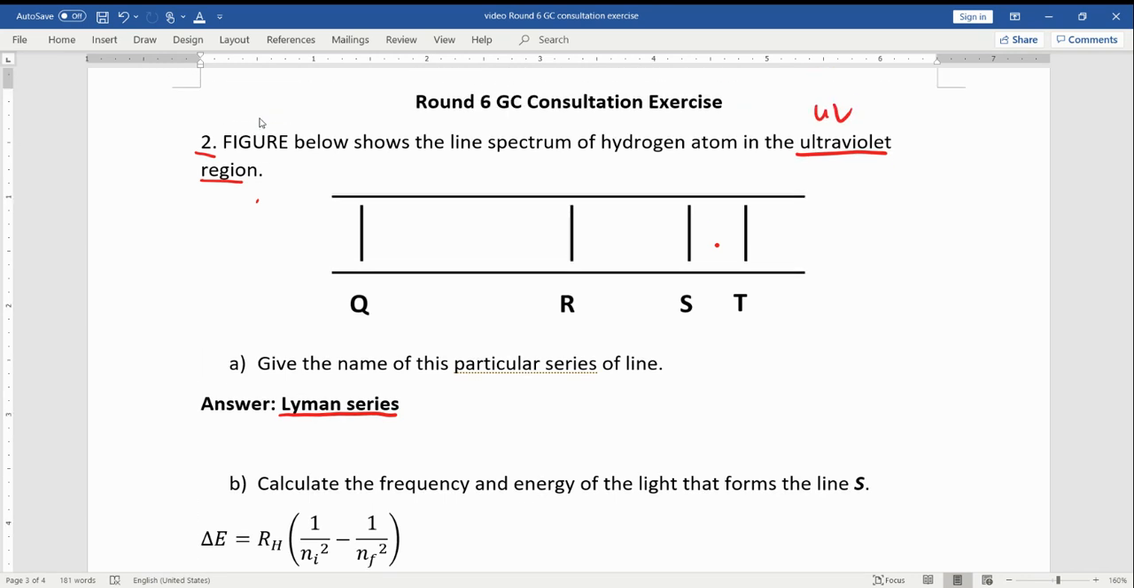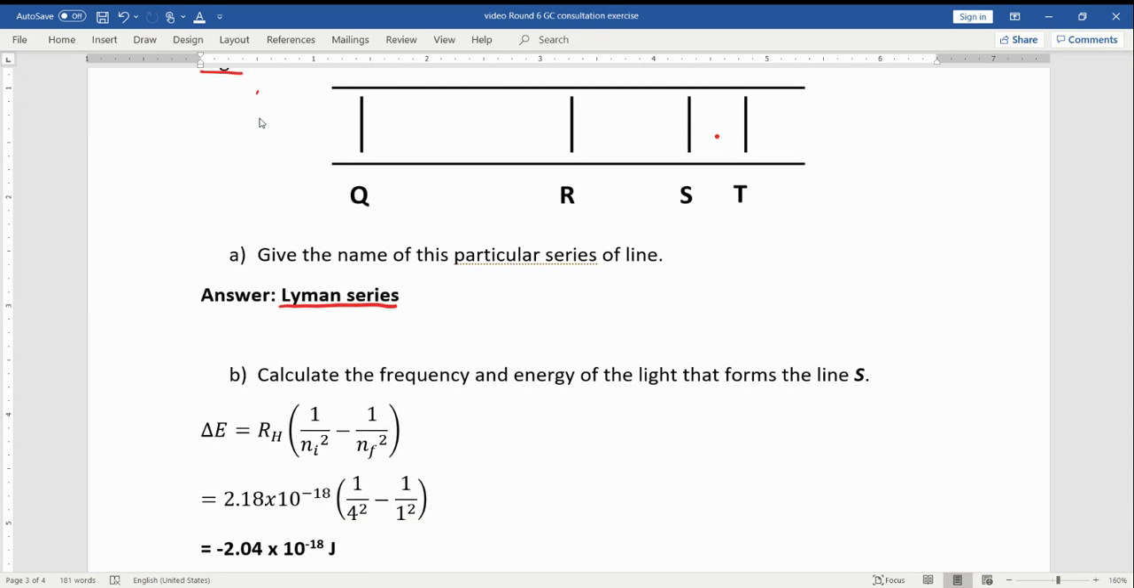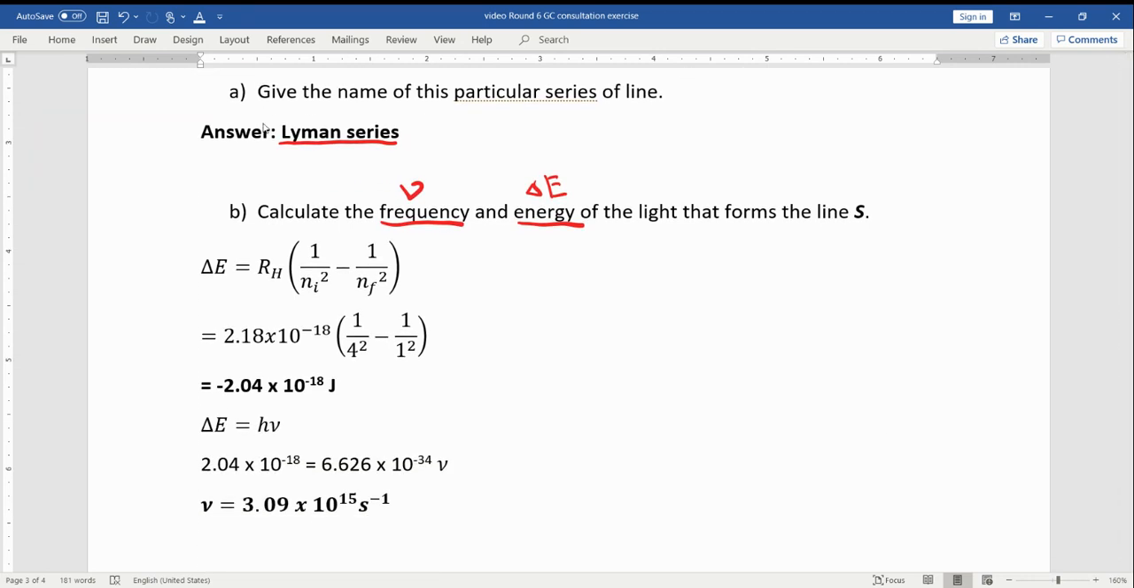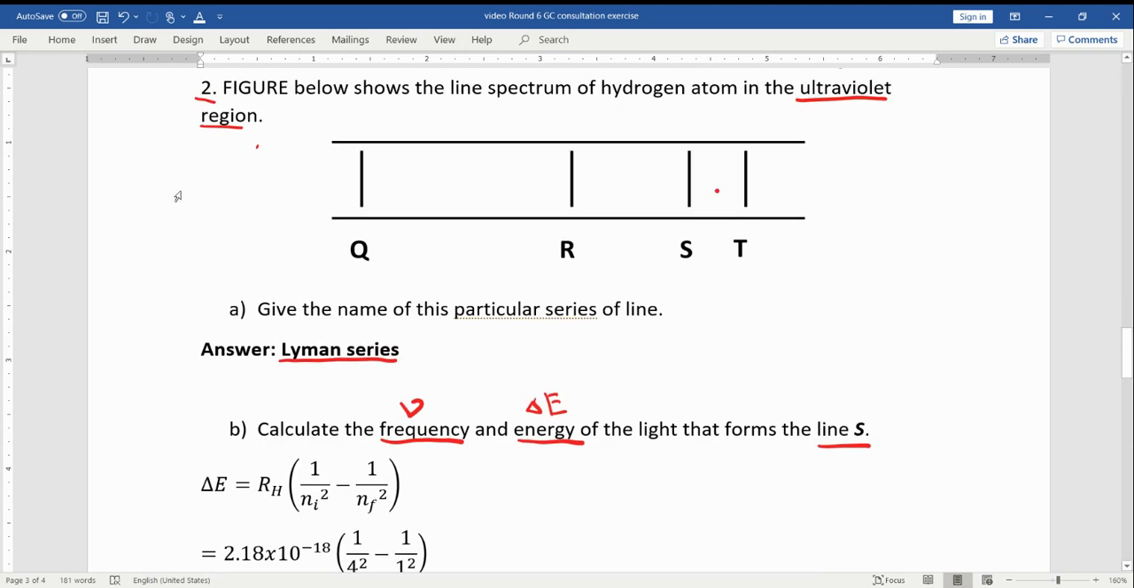Now the next one, B, is the most problematic one because it asks to calculate both things, that is frequency and energy. Some students only give me frequency, but they never give me energy. So, frequency and energy for line S. We need to determine which line S is.